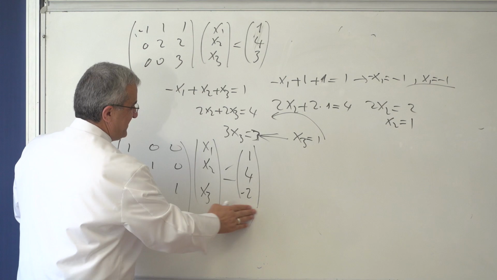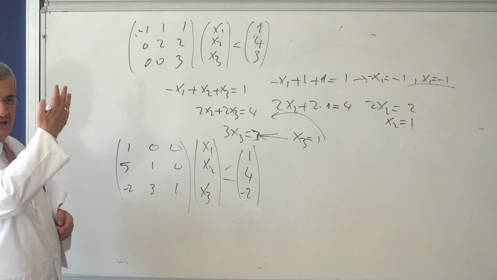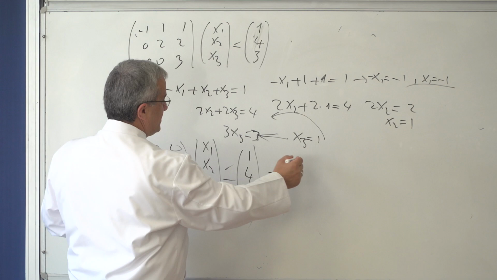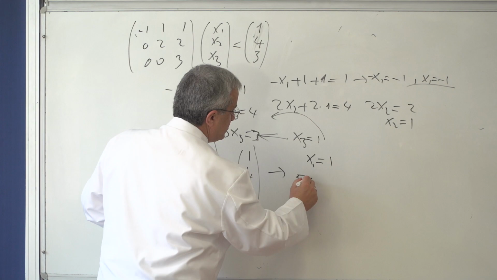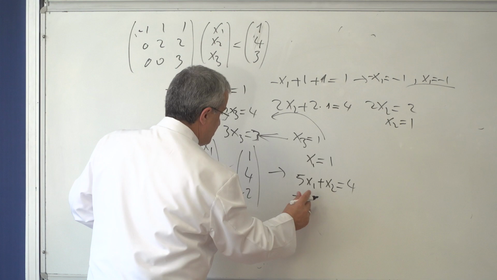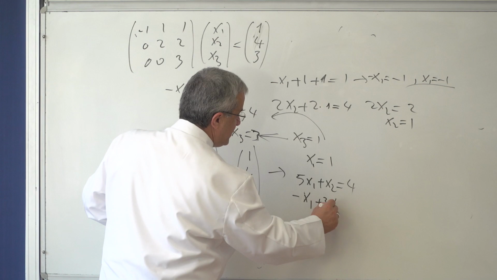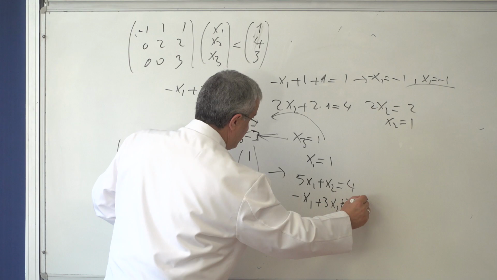Okay, how do I solve this? It's so easy. Again, like the upper triangular one, this is also very easy to solve. So let me write it here. This means x1 is equal to 1, 5x1 plus x2 is equal to 4, minus 2x1 plus 3x2 plus x3 is equal to minus 2.